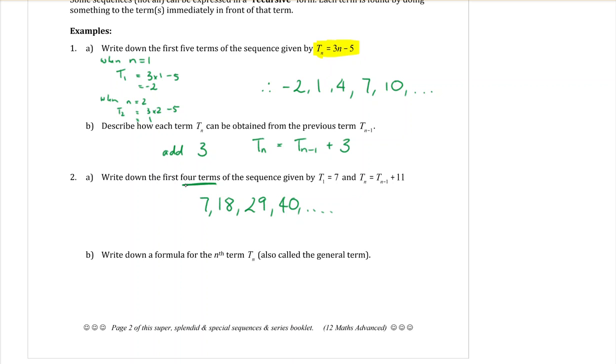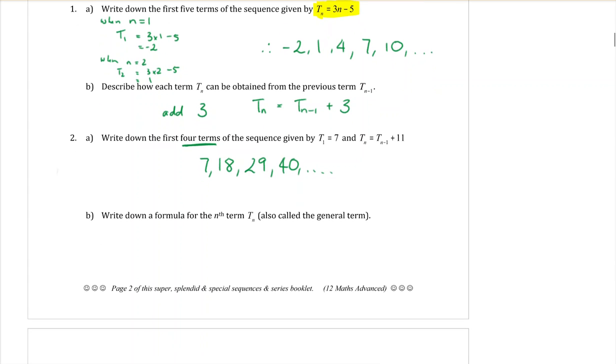Part B, write down the formula for the nth term, which is T of n, which is also called the general term. Okay, I want to go back and find a proper formula like this one here, for T of n. So if we can find something that we're adding on each time, which we already know we're adding on 11 every time, that's what you actually have to multiply your n by. So it's going to be T of n, my term. I'm going to have to multiply n by 11 every time.